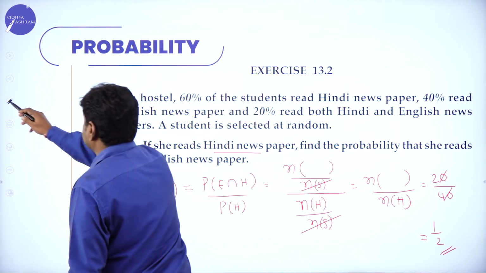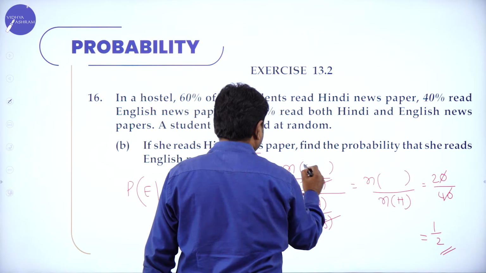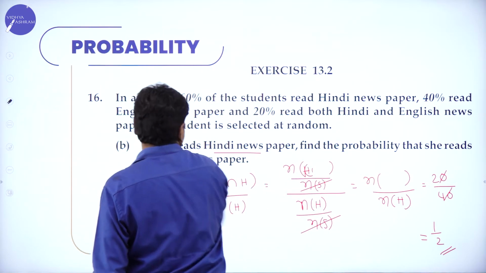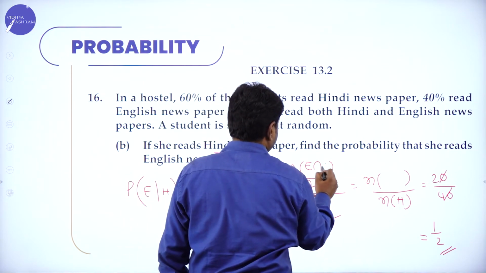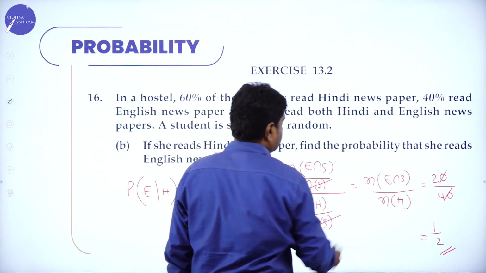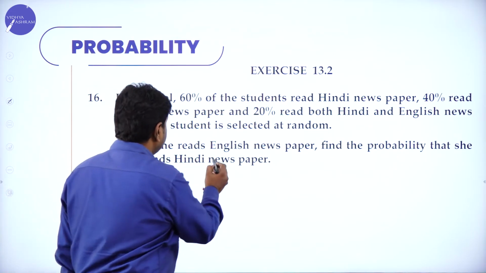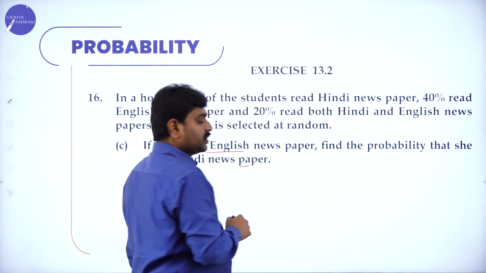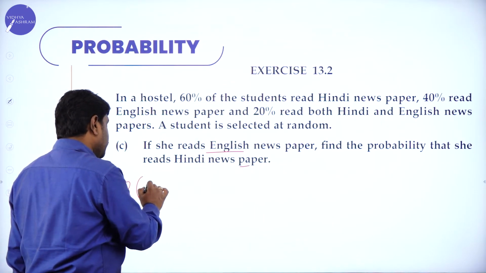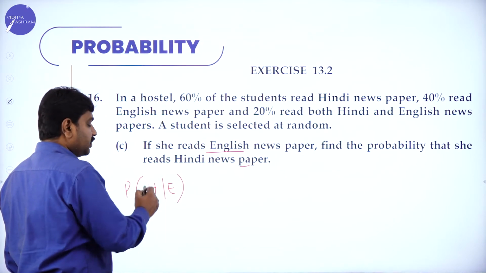E intersection H, right? E intersection S is also E intersection. That's it. Then second, if she already reads English, what is the probability that she will read Hindi? Means find the probability that she reads Hindi given that she reads English. I want P of H given E.